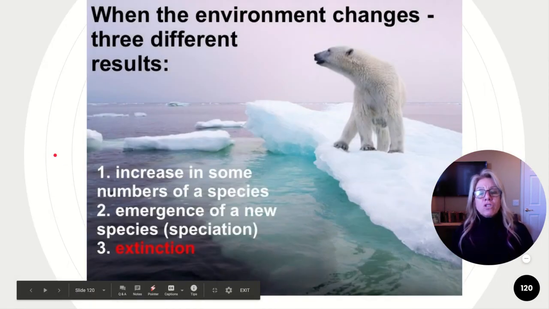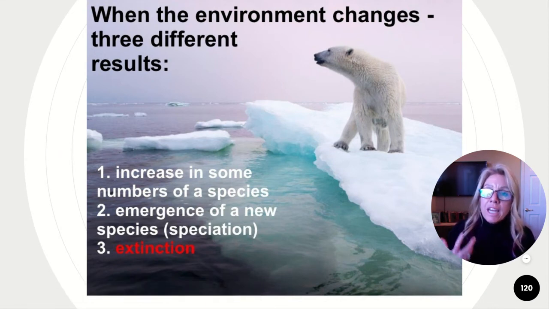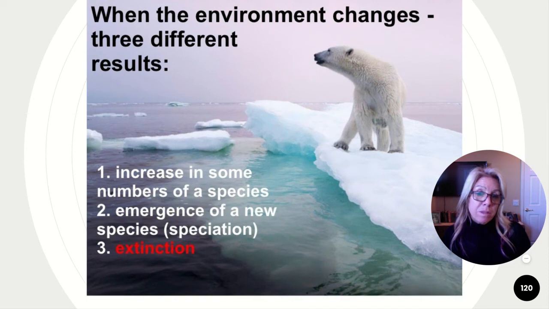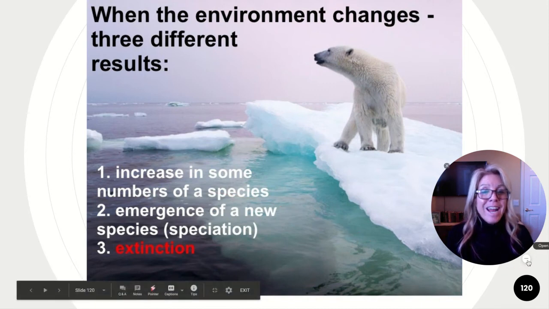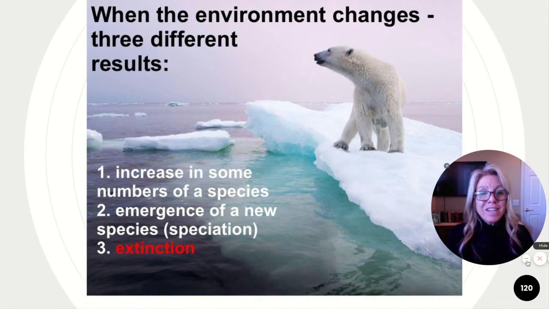Here, when the environment changes, which is a fear, there are three different results. You can get an increase in the numbers of some species who are better adapted to that particular change. You could have an emergence of a new species that is better adapted, or you could have extinction. So when the environment changes, there may be three different results: increase in some numbers of a species, emergence of a new species, that would be speciation, and extinction, which is probably most likely.